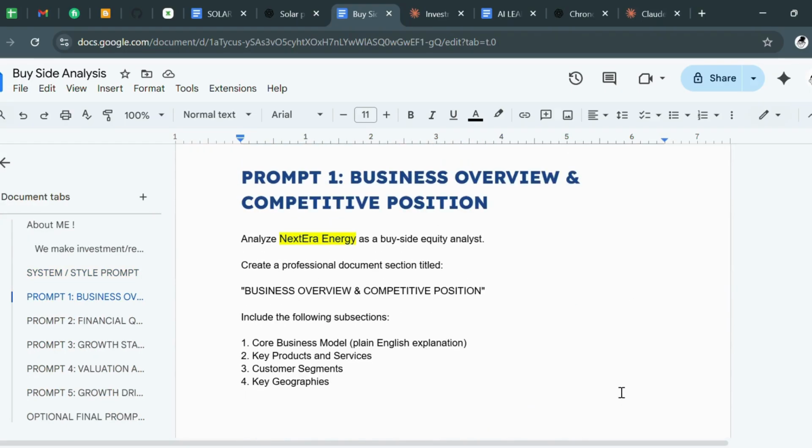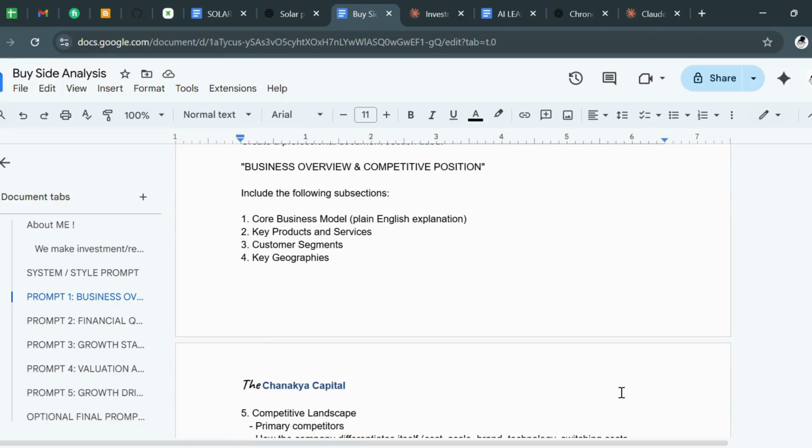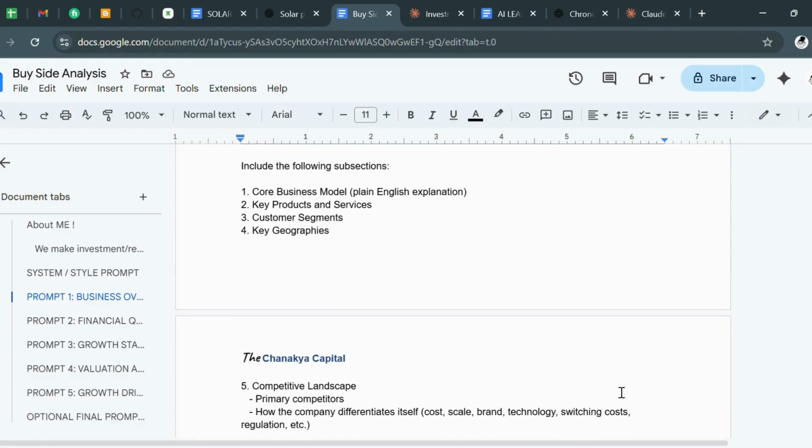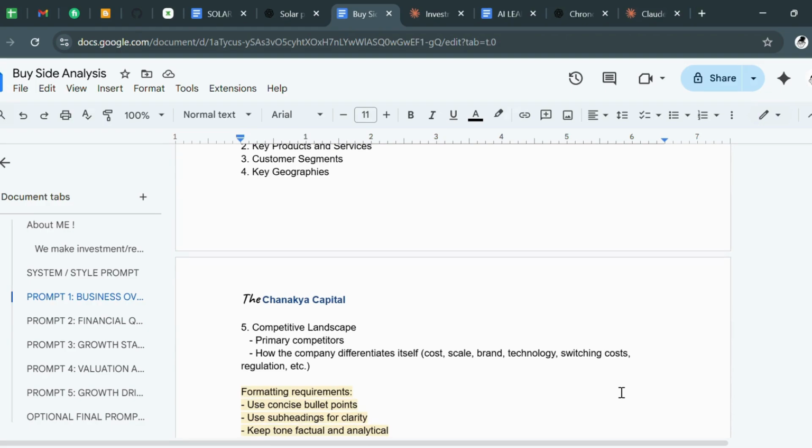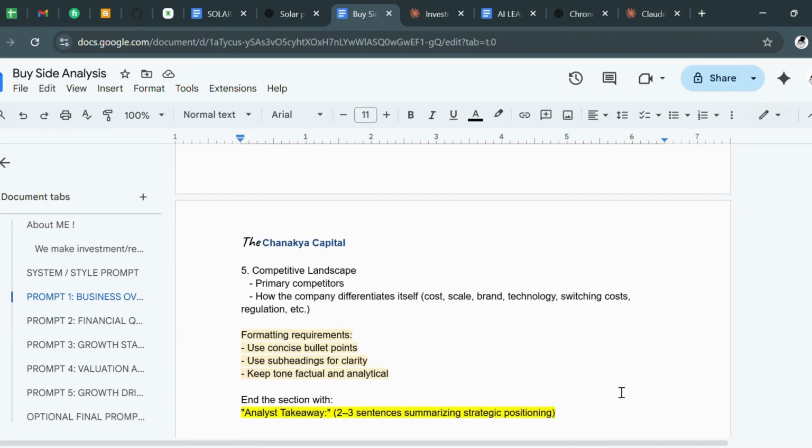Second, the first thing you should cover in an investment memo is the business overview and competitive position. Because I come from renewable energy, 80% of the time I was working on renewable energy projects. I took the largest entity in the whole world for renewable energy, that is NextEra Energy. You can change it here to whichever company you want, and the AI will give the name, business overview and competitive position for this section, and will include core business model, key product services, customer segment, key geographies, competitive landscape, primary competitor, how the company differentiates itself, then a little bit about formatting. And at the end, an analyst takeaway.